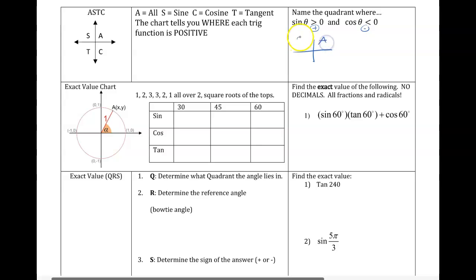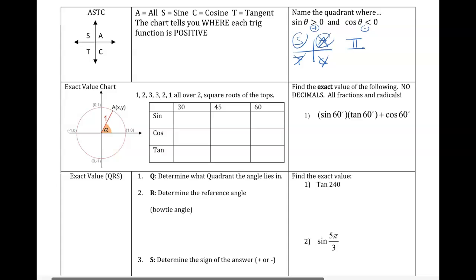So if we look at that ASTC chart, looking where sine is positive would be either in quadrants 1 or 2, 3 and 4 is off the table. And also where cosine is negative, well, I'm going to eliminate where cosine is positive, which would be quadrant 1, which means we must be in quadrant 2.